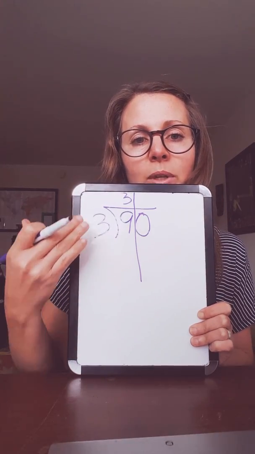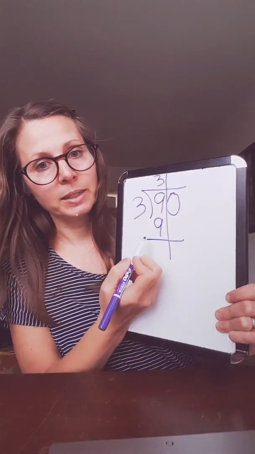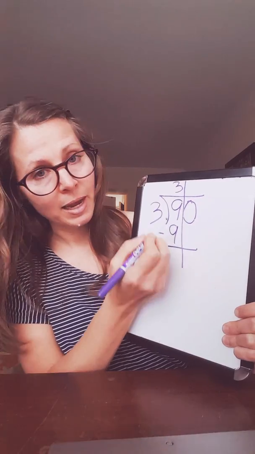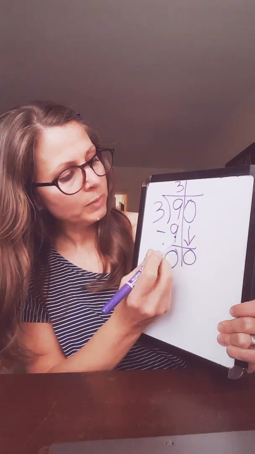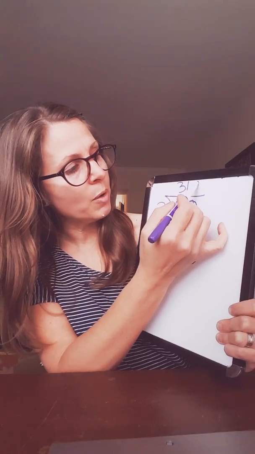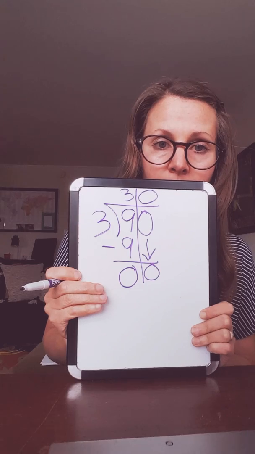Then we say 3 times 3 is 9. And now we need to subtract. 9 minus 9 is 0. Bring down that 0. Okay? And we could just bring that 0 up. We know we can just put it back up. And our answer is 30.